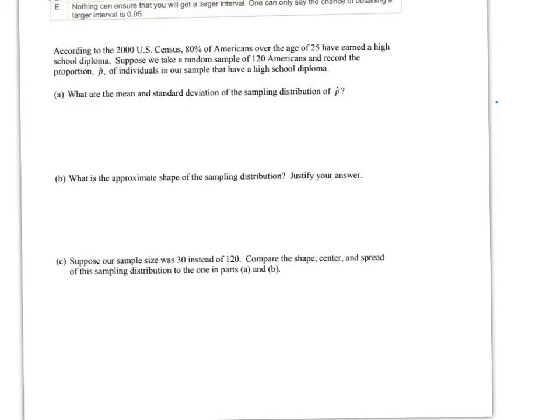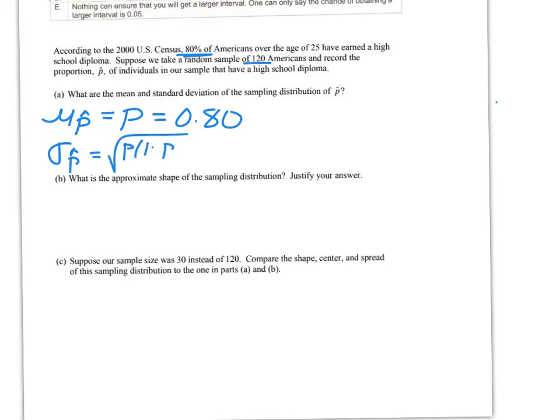According to the 2000 U.S. Census, 80% of Americans over the age of 25 have earned a high school diploma. We take a random sample of 120 and record the proportion p hat of individuals that have a high school diploma. So we want to know what are the mean of this sampling distribution and the standard deviation of the sampling distribution. And so the mean, recall, should just be p, in this case 80%. The standard deviation should be the square root of p times 1 minus p over n, so that would be the square root of 0.80 times 0.20 over 120.